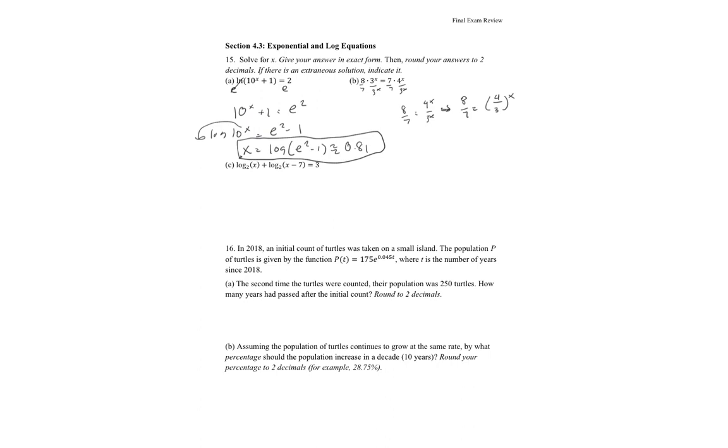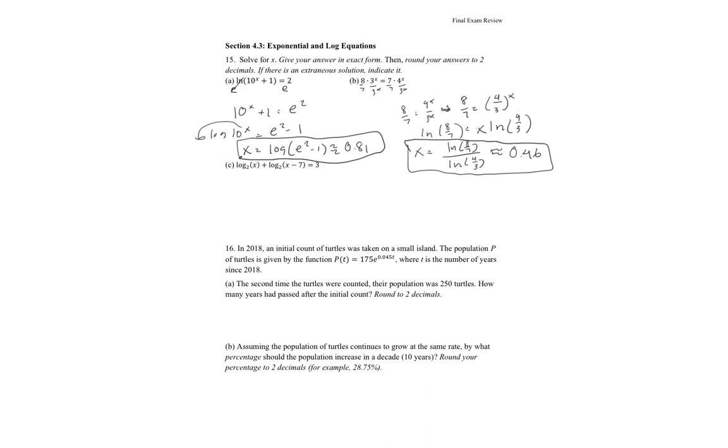And so if we do natural log on both sides, that'll give us natural log of 8 over 7 is equal to, and remember, whenever we take the natural log on this side, we can bring that x exponent out in front. So that's going to be x natural log of 4/3. And then if we divide on both sides by natural log of 4 over 3, that'll leave us with x is equal to natural log of 8 over 7 over natural log of 4 over 3, which is actually approximately 0.46.